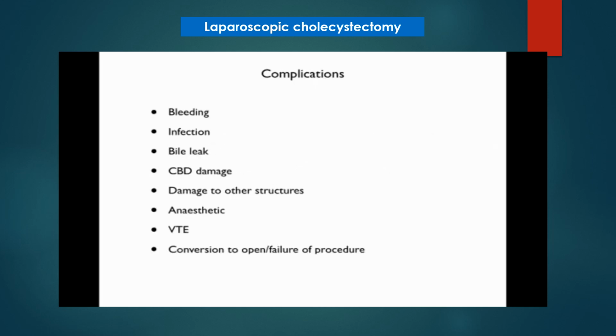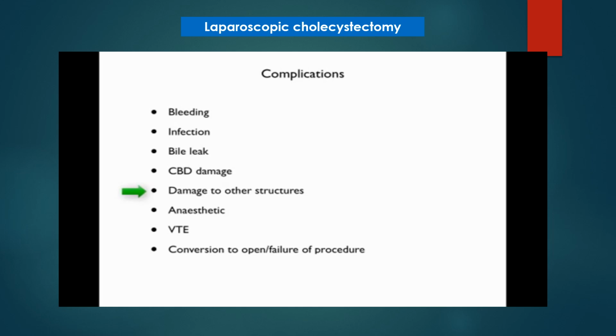Finally, we'll talk about the complications of laparoscopic cholecystectomy. Bleeding may occur from the cystic artery stump itself or the liver parenchyma in the liver bed. Infection, this might be surgical site infection or intra-abdominal infection. A bile leak might occur from the cystic duct stump or directly from the gallbladder bed itself. There may be inadvertent damage to the common bile duct, and this may require extensive surgical reconstruction.